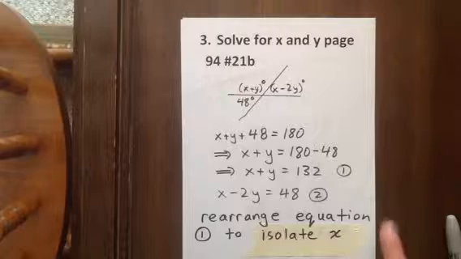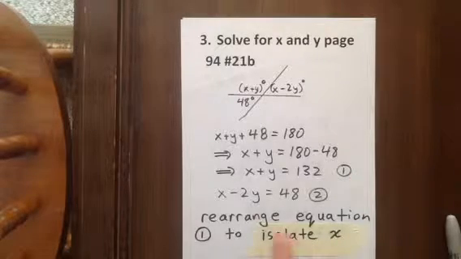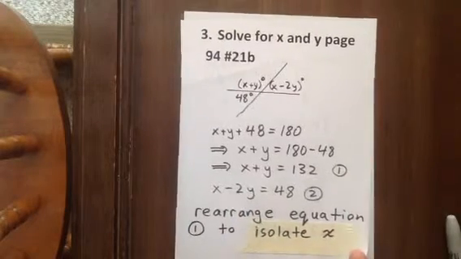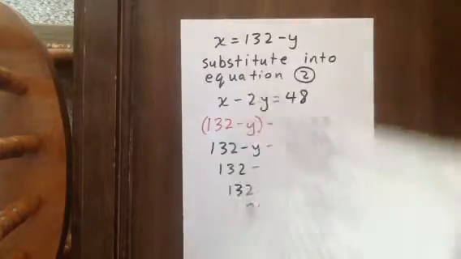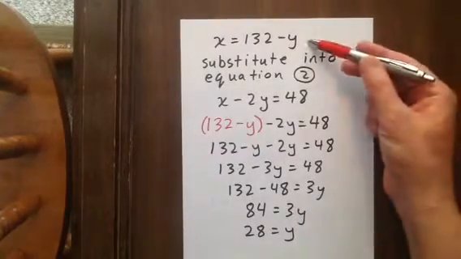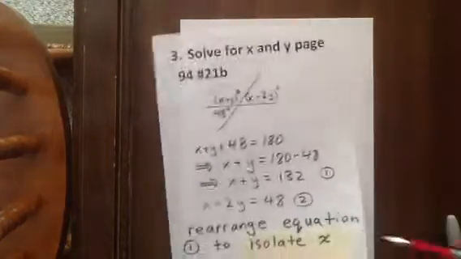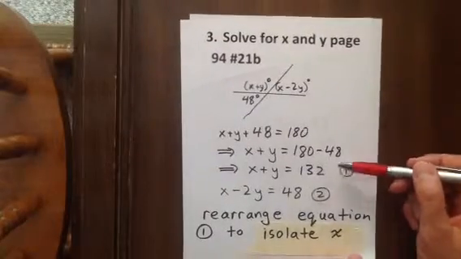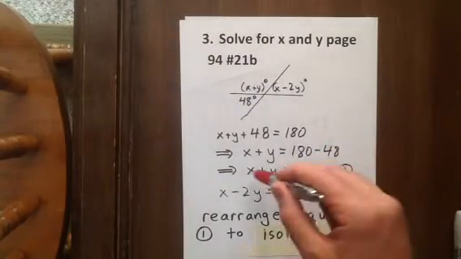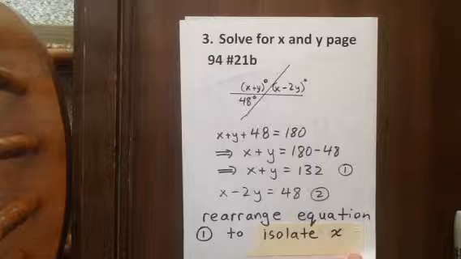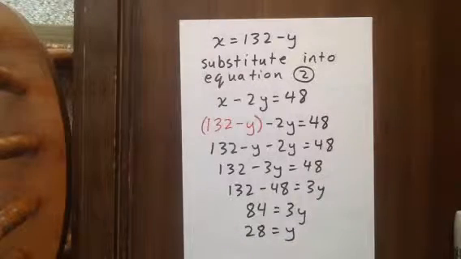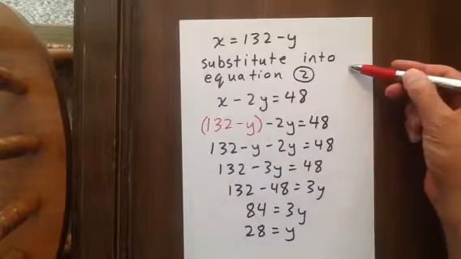So we're going to rearrange the first equation to isolate the x. Doing that, we're going to see that x is equal to 132 minus y. Okay? Because it said x plus y is 132, subtracting y from both sides gives us x equaling 132 minus y. And we're now going to substitute that expression into equation 2, like it says here.